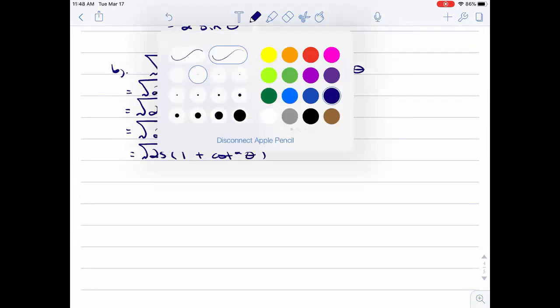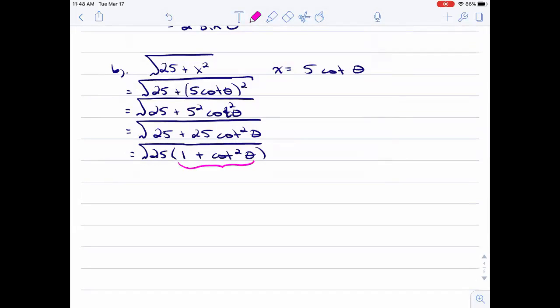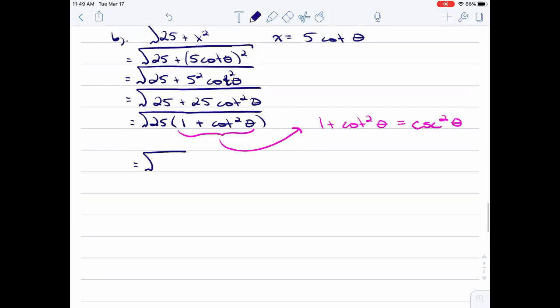So again, this is where we go to our formula sheet, and we look for something that involves cotangent squared, and they're usually going to be in the first row there, right? And so 1 plus cotangent squared theta is the cosecant squared theta. So again, we're able to replace 1 plus cotangent squared with just the cosecant squared, making that substitution. And so what we do is we go root 25 times cosecant squared theta.